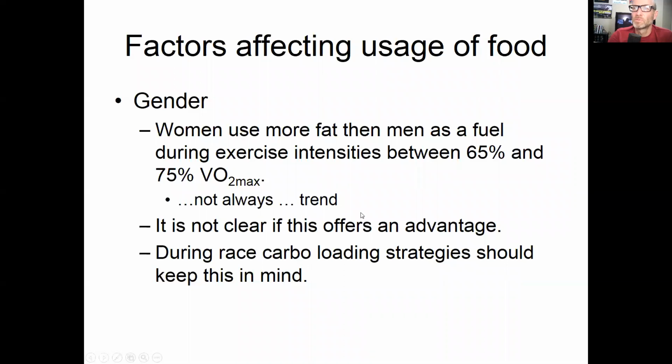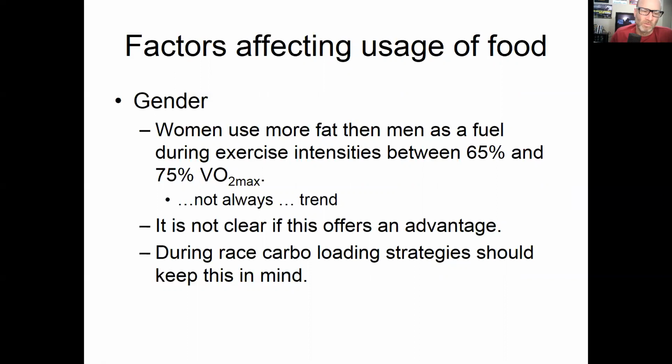Factors affecting usage of fuel, gender. Women use more fat than men as a fuel in general during exercise intensity between 65 and 75%, but not always. It may just be a trend, and this is something that needs to be figured out, and something that our research world needs to continue to do is have more females as research subjects. And far too often, the data are based upon men as the subjects, and how men respond may be different than how women respond.